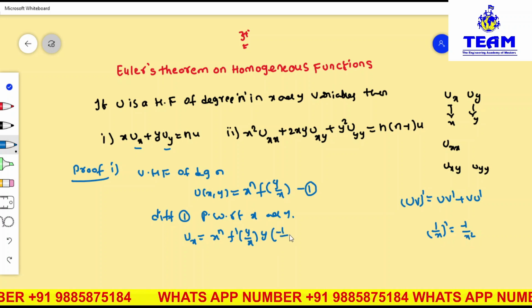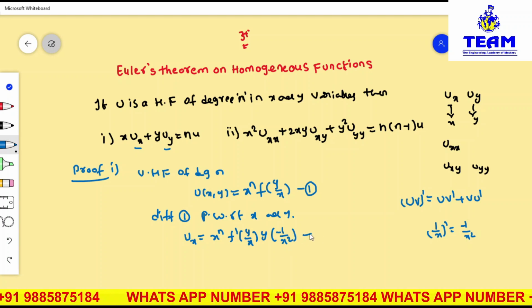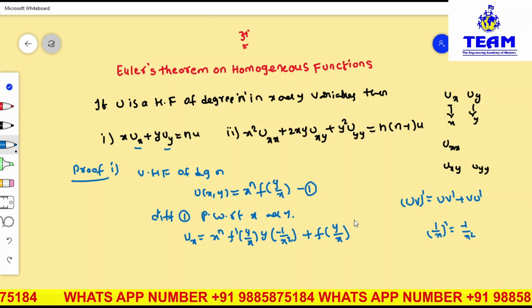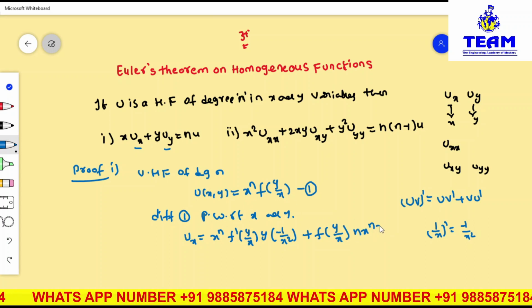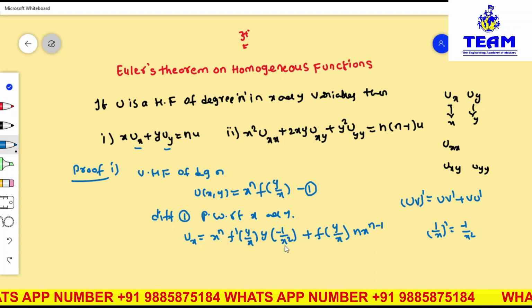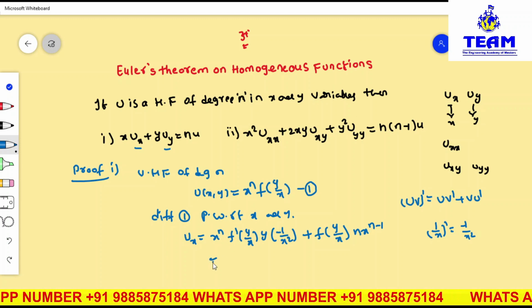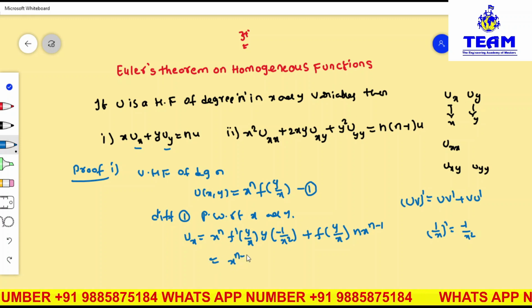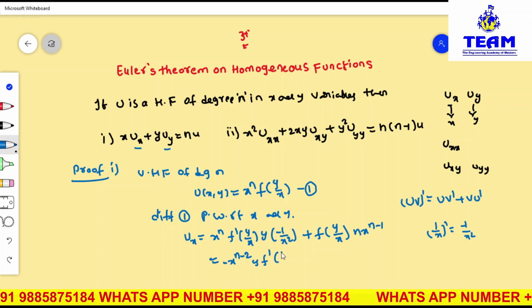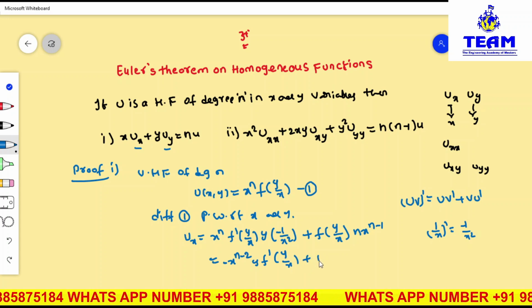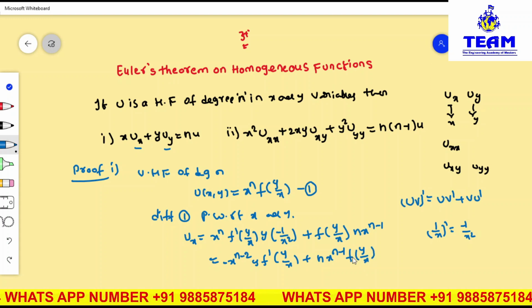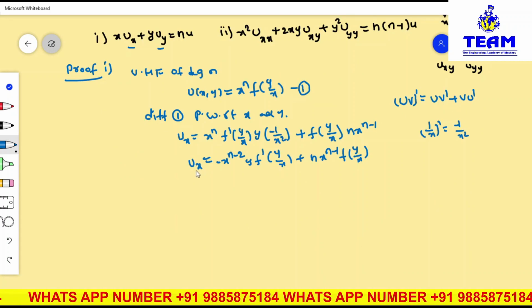So you have to write into minus 1/x², plus second term into, what is the second term here? f(y/x) into the derivative of x^n, which is n x^(n-1). Now friends, you see here you have x^n, and in the denominator x². So if you simplify, then you will have x^(n-2), with a minus sign, into y f'(y/x), plus n x^(n-1) f(y/x). Okay, this is the value of ∂u/∂x.